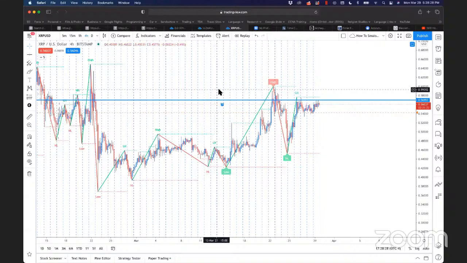What's the longest you can hold a trade? There is no limit as to how long you can hold your trade.